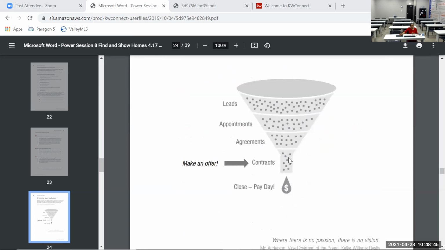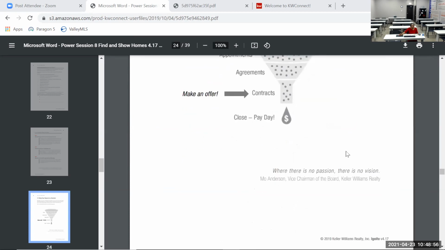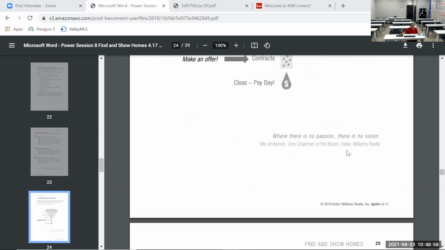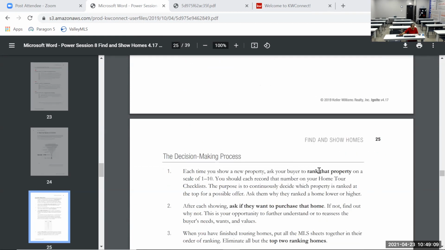Okay, so now we're here at the contracts. We're putting in an offer. Once that offer is accepted, your buyer is under contract. We're one step closer to closing. Mo Anderson says, "Where there is no passion, there is no vision." Mo Anderson, the Vice President of the board, Keller Williams.